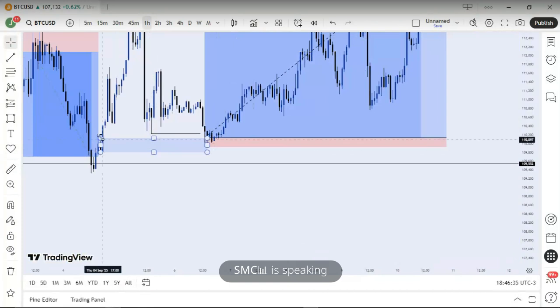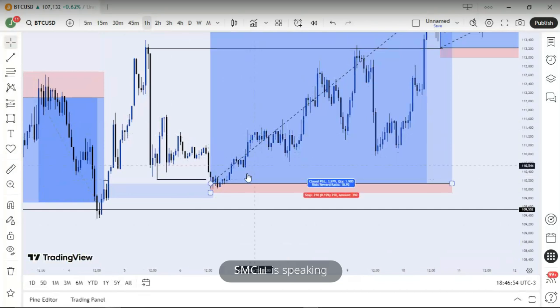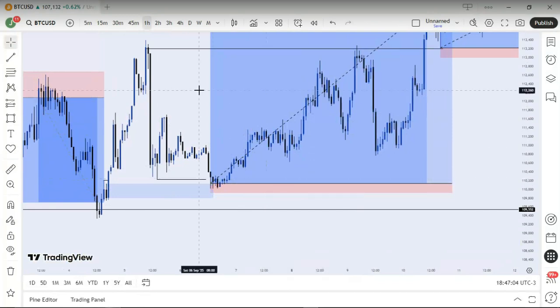Now, if you notice, the same rule applies. It's just that the majority of the time I take more buy trades than sell trades, so that's why I have more buy order blocks. The same thing that happens here is the same thing you need to pay attention to.